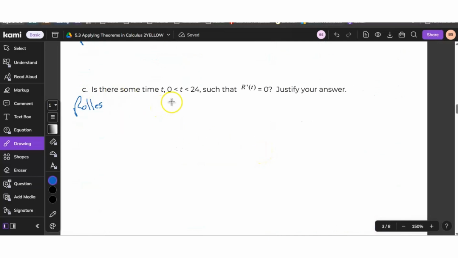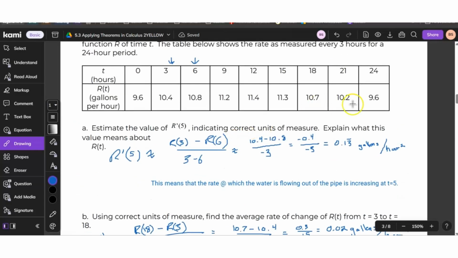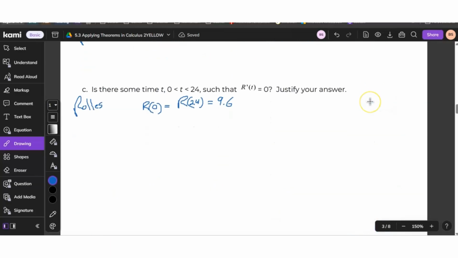Which is kind of a good thing because that's actually what we need here, right? So we're going to do R of 0 equals R of 24, which equals 0. Amazing. Oh no, it doesn't equal 0. Sorry, it equals 9.6. Where did we get 9.6? We pulled it right out of the thing. Right, 9.6 and 9.6. And the difference between them is 0, which is what we need for Rolle's theorem to work.